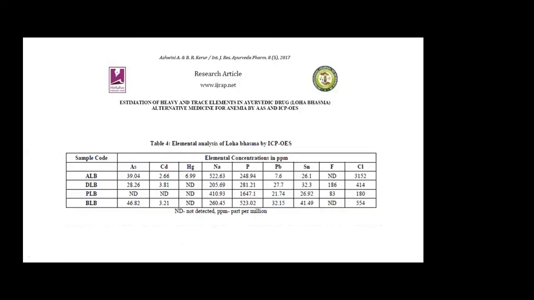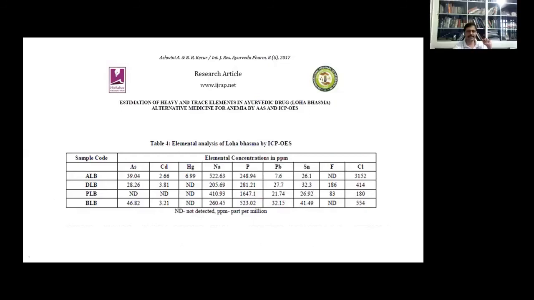Now let us see a couple of Ayurvedic examples. So this is an article published by Ashwini A and others. Estimation of heavy and trace elements in Ayurvedic drug Loha Bhasma, alternative medicine for anemia, by AAS and ICP-OES. Here it is ICP-OES that is followed, where they detected arsenic, cadmium, mercury, sodium, phosphorus, lead, tin, fluorine, chlorine, etc.